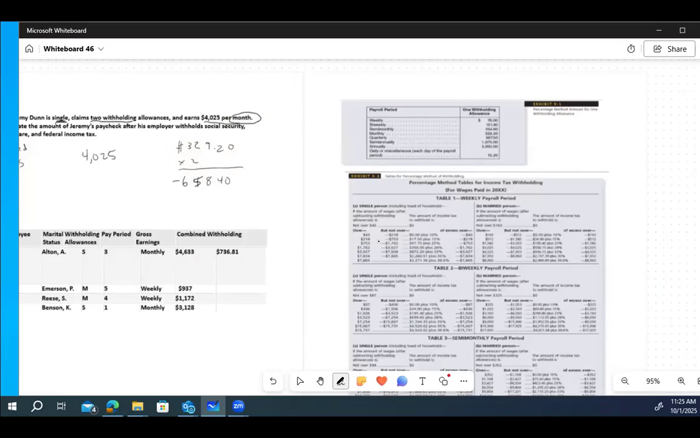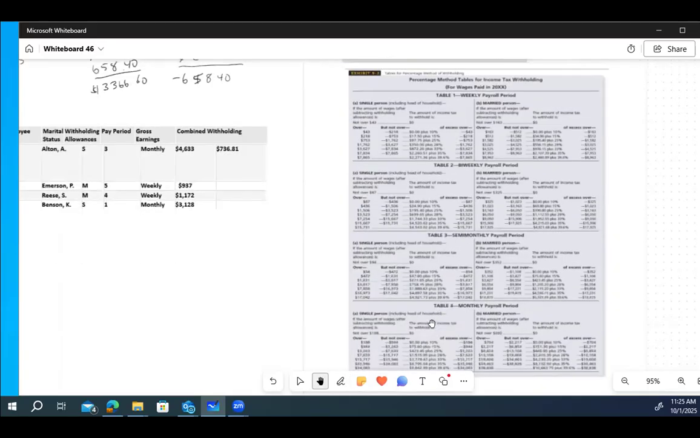All that's saying is I don't have to pay taxes on $658.40. So let's do the math on that. That means I will pay taxes, however, on $3,366.60. So now I need to figure out, okay, where does that fall in the tax brackets down here? Again, he's single and he's got monthly pay. So that's going to bring me down to this one here.